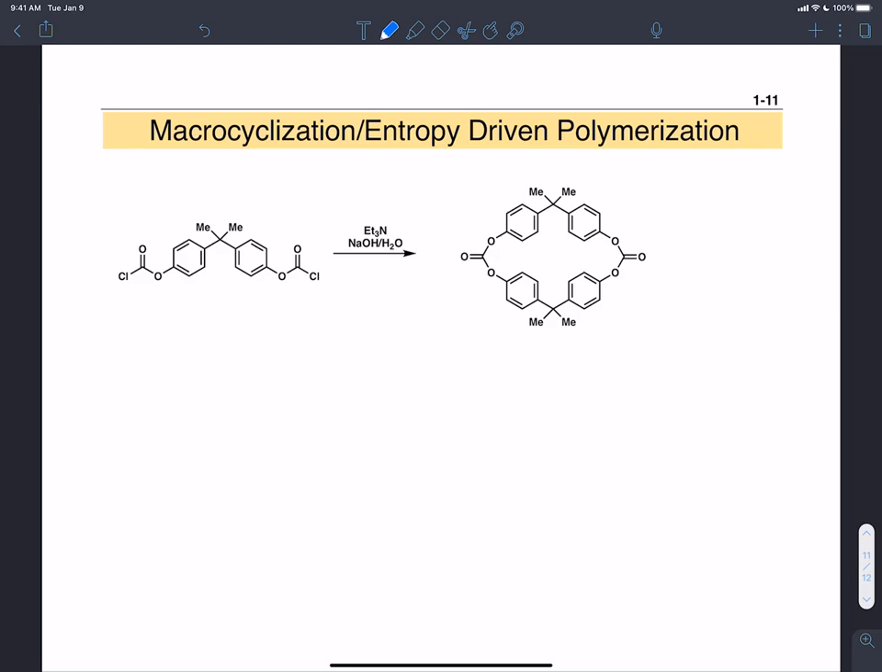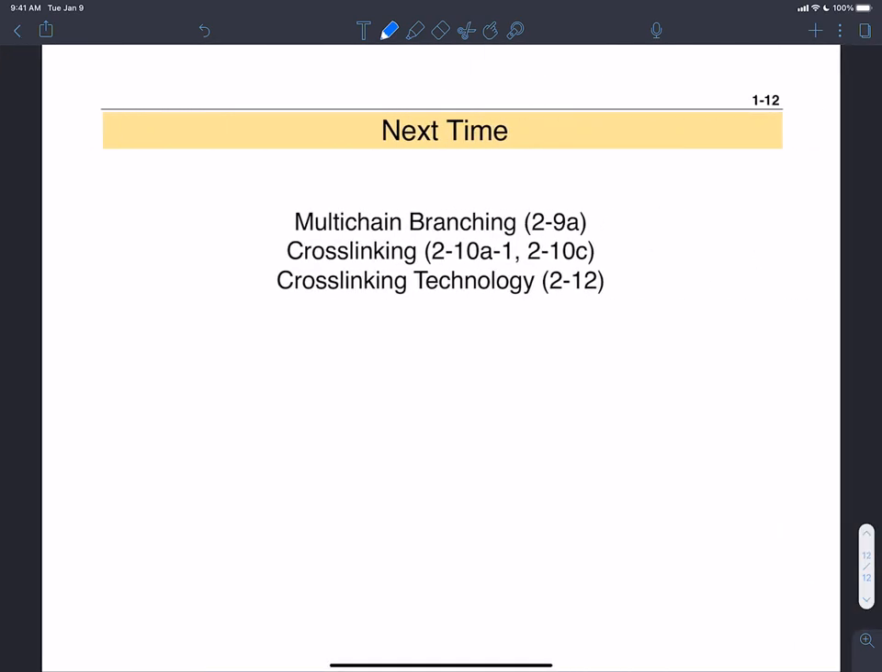This is another example from the literature. If you want to go ahead and read it, it'll be the Brunel paper. I'll put this in the Lecture 7 folder. And we'll start with that on Thursday. We'll add it to the list, and we'll also start talking about multi-chain branching, cross-linking, and different examples of cross-linking technology.